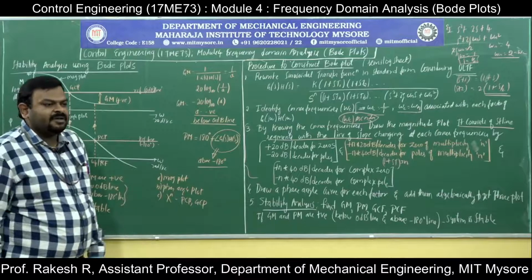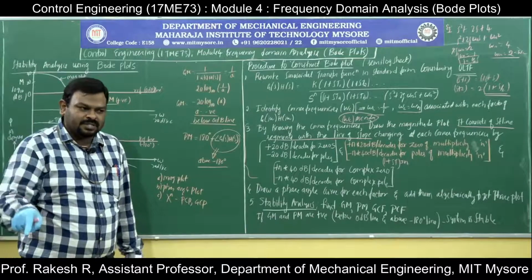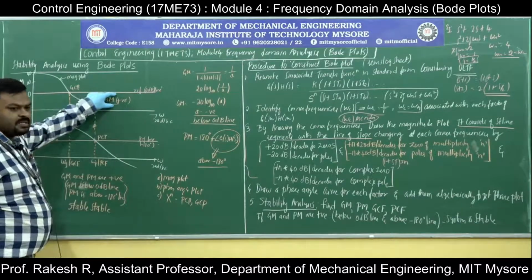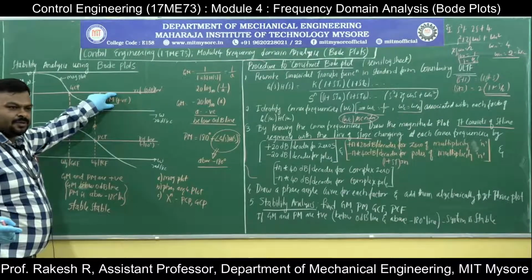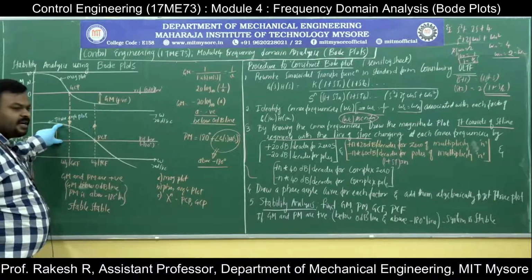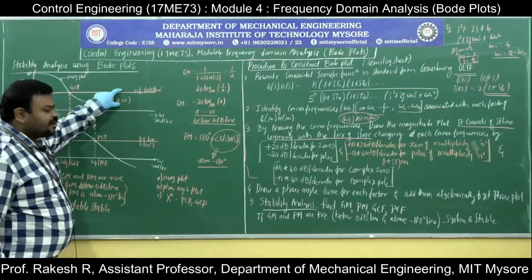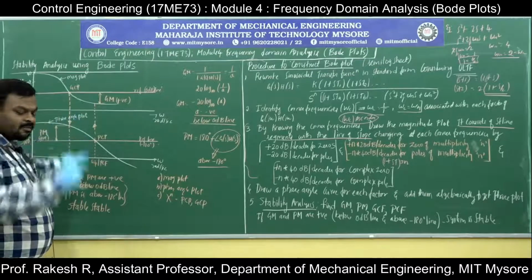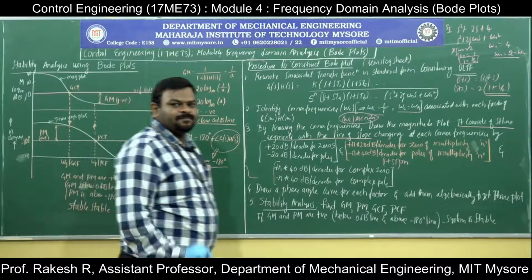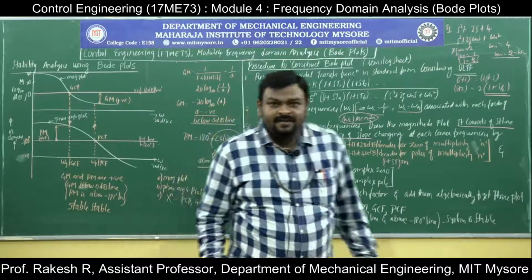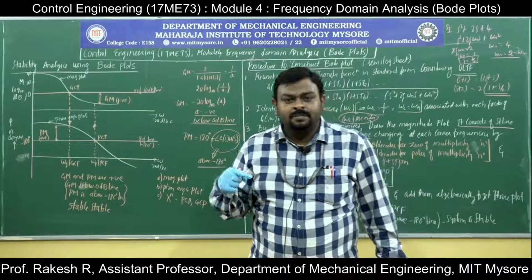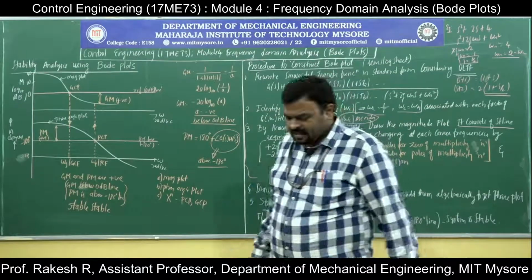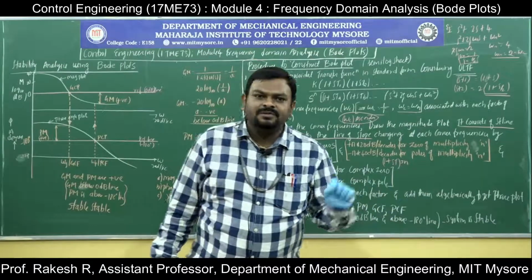For a stable system, the gain margin and phase margin must be positive. If the gain margin is positive, it should be below the 0 decibel line, and for the phase margin to be positive, it should be above the minus 180 degree line. If the gain margin is below the 0 decibel line and the phase margin is above the minus 180 degree line, the system is stable. That means for a stable system, the gain margin and phase margin must be strictly positive. If one of them is negative, the system is unstable. That is all the comments you have to write.